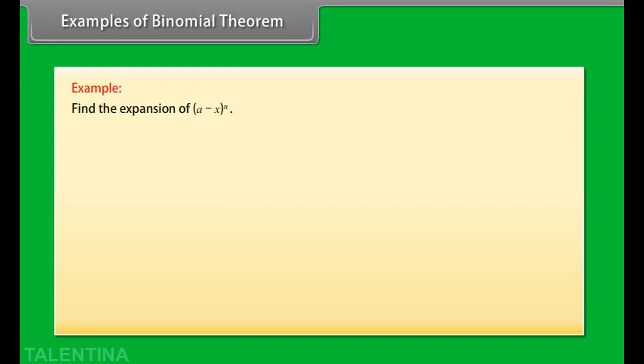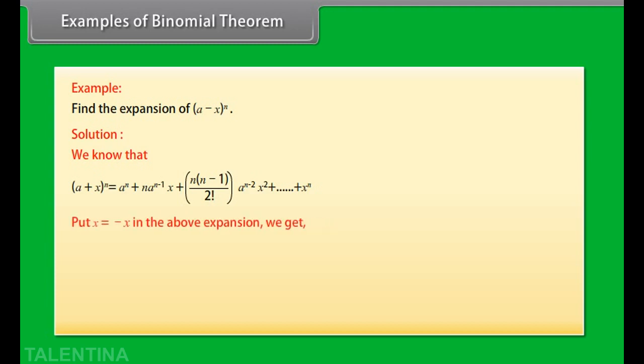Examples of binomial theorem. Example: find the expansion of (a − x) raised to power n. Solution: we know that (a + x) raised to power n is equal to a^n + nC1 a^(n − 1) x + n(n − 1)/2! a^(n − 2) x² up to x^n. Put x equal to −x in the above expansion.